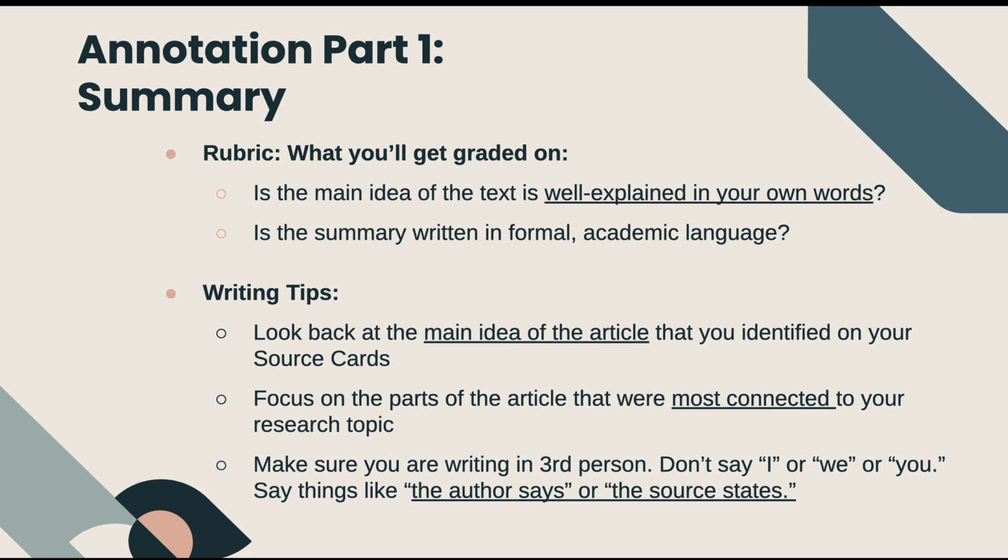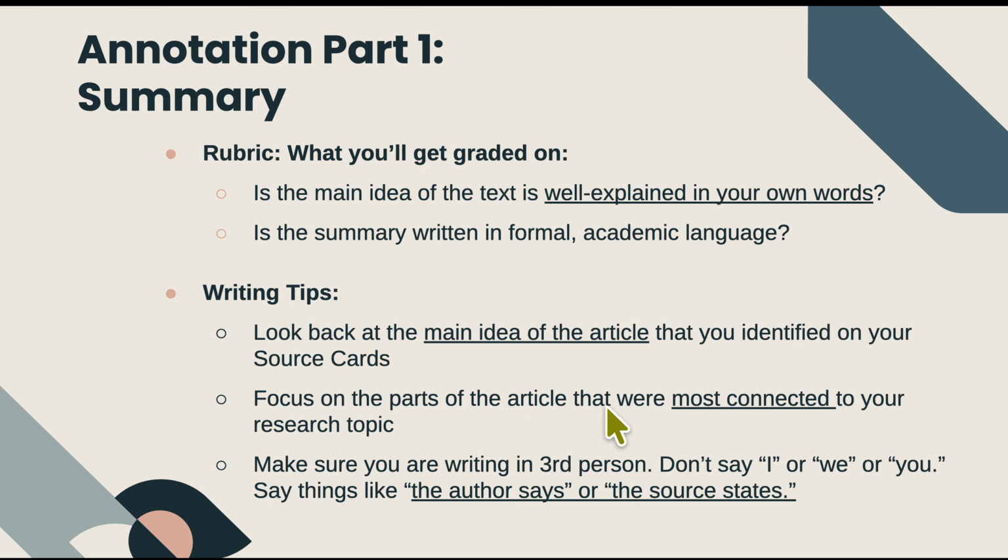And some tips. Obviously, you can refer back to the example one. I'll show that again later. But the tips for writing this part of the annotation summary would be to look back at where you gave the main idea of the article on your source cards. So if you're talking about web source 1, look back at that main idea. Well, what did you say about it? Use that information now in a little bit more of a write-up form on the Google Doc.